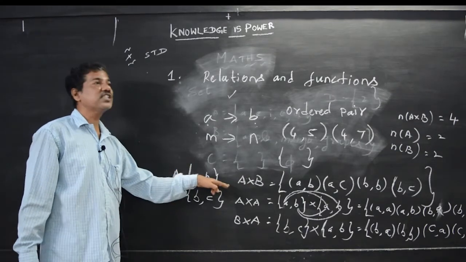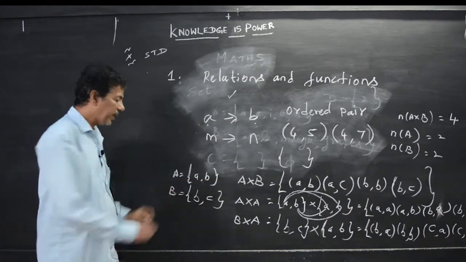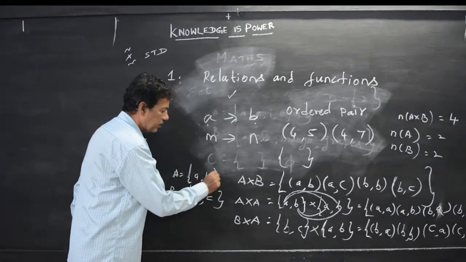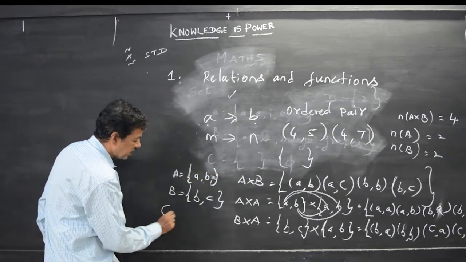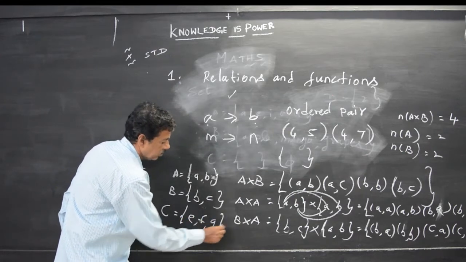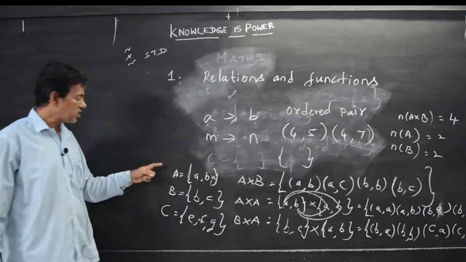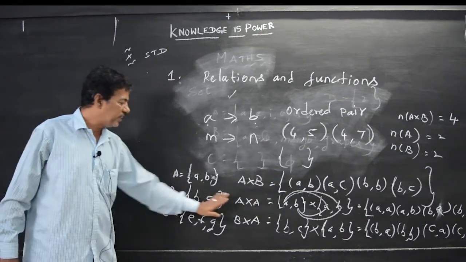Suppose one more set is taken, with additional elements. Here there is E. That is set C, C equal to E, F, G. If you take it like this and the question is asked to find A cross C, it means you should omit this.